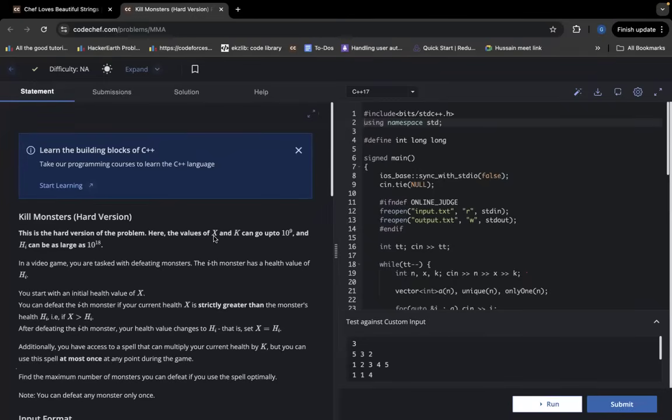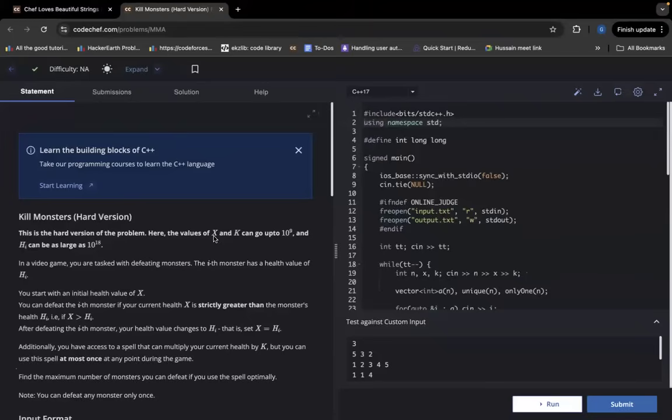In a video game, you are tasked with defeating monsters. The ith monster has a health value of h[i]. You start with an initial health value of x. You can defeat the ith monster if your current health x is strictly greater than health h[i], that is, if x is greater than h[i]. After defeating the ith monster, your health changes to the value of that monster.